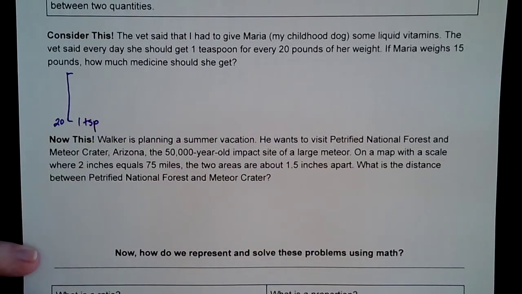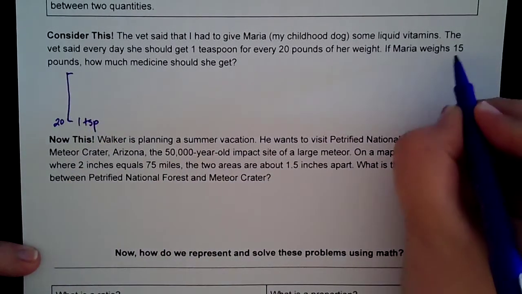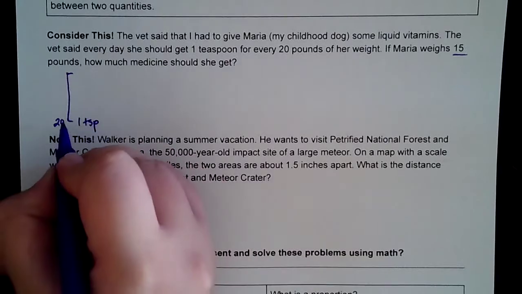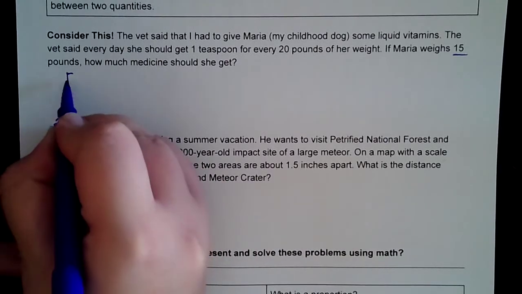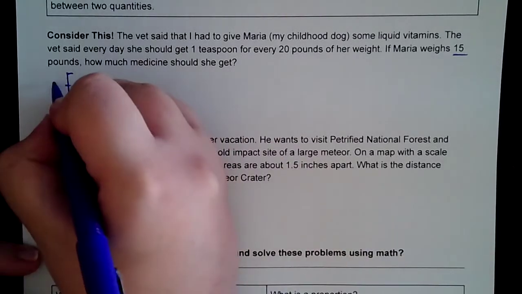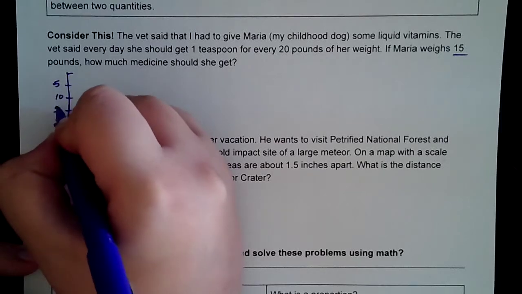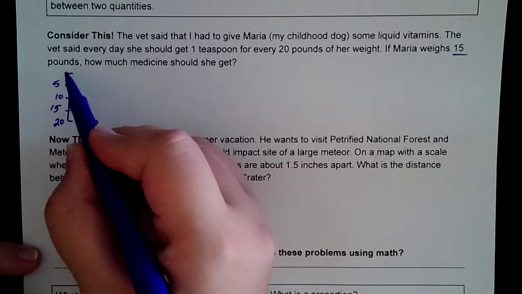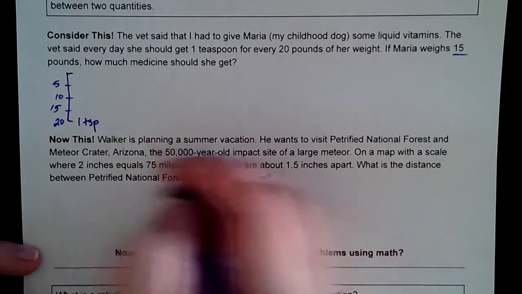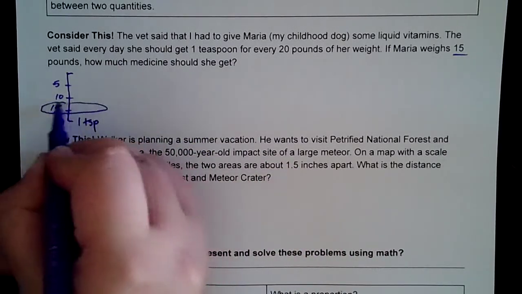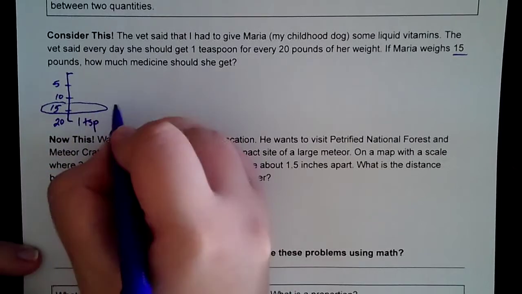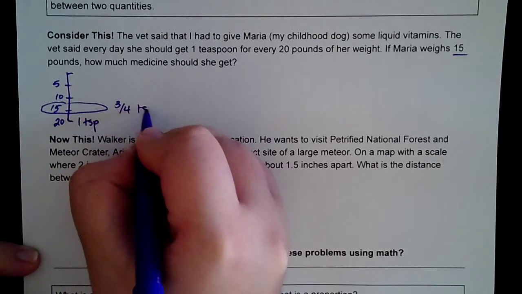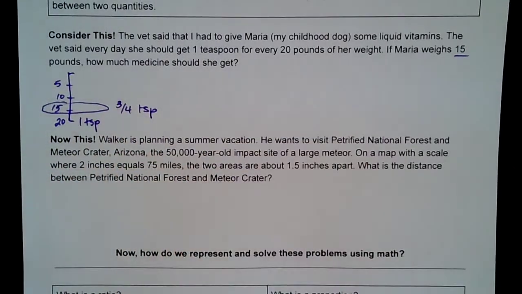of medication. And because 15 is a really nice number, I can break 20 down into smaller portions. We know 5, 10, 15. And based on this picture, if we know that 20 can be broken down into 4 and she only weighs 15 pounds, it makes sense that she would get 3/4 of a teaspoon of medicine.